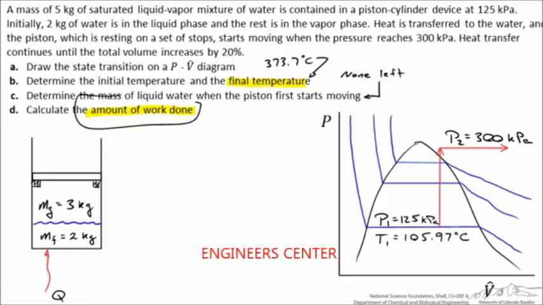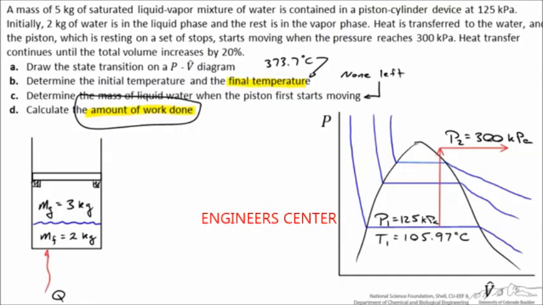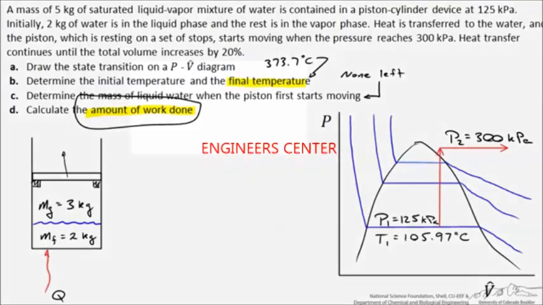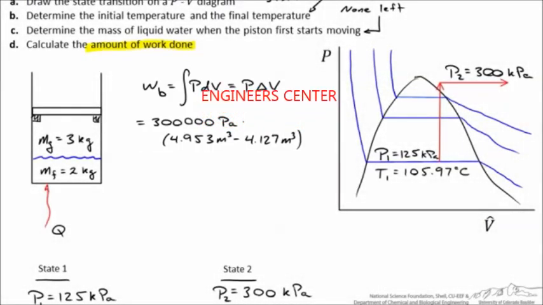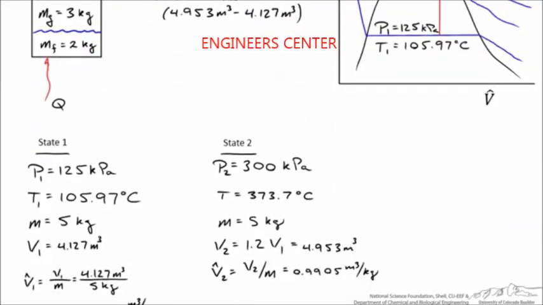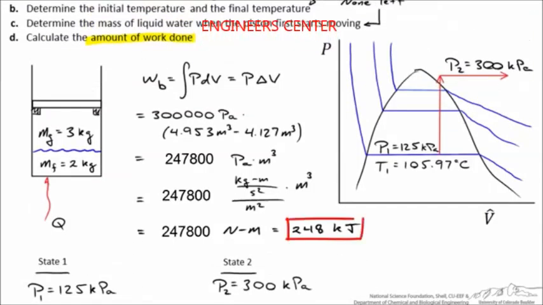The only thing we have left to calculate is the amount of work that was done in lifting up this piston. And it's important to recognize that no work was done initially because the volume was fixed. There was no flow work. The only time that work was done was when the volume increased 20% when the piston was lifted. So the boundary work is the integral of P dV. In this case, the pressure is constant, so it comes out. We're left with P delta V, and the pressure is 300 kilopascal, or 300,000 pascal, times delta V, which is the volume at state 2, which we calculated, minus V1. And what we come up with is a value of 248 kilojoules.